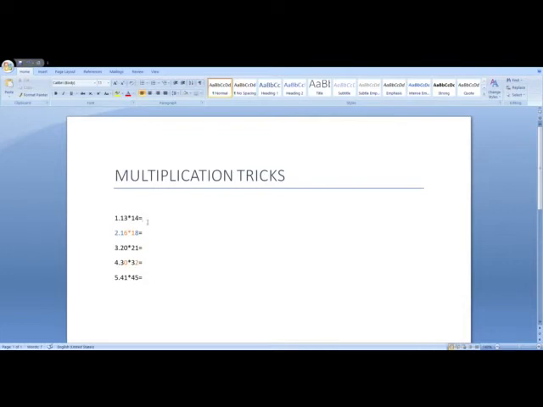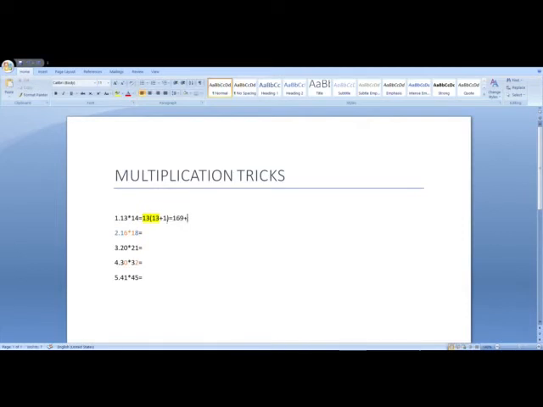13 into 14 is nothing but the next number after 13 is 14. Whenever the question is 13 into 14 or 14 into 15, we need to write it as 13 into 13 plus 1. Then 13 into 13: we need to know the squares till 15 or 20, so it will be very easy for us to do the multiplications. What is 13 into 13? It is 169.